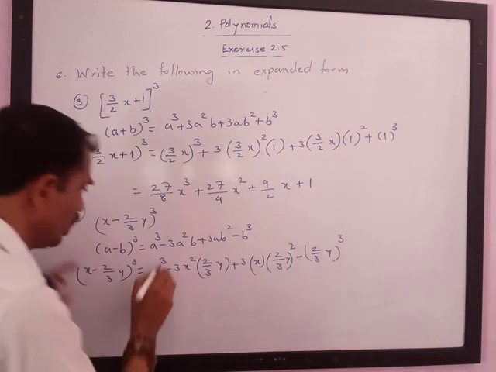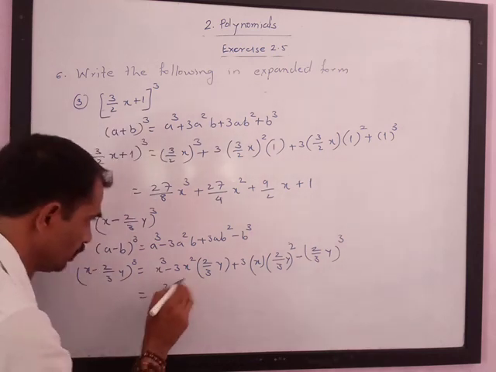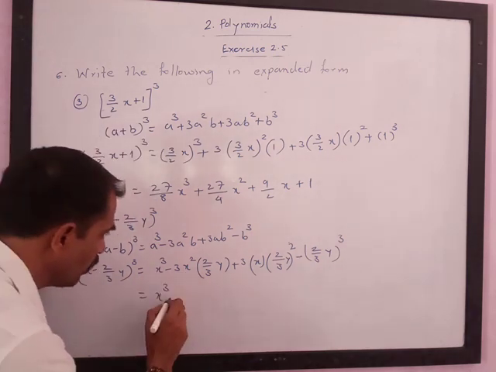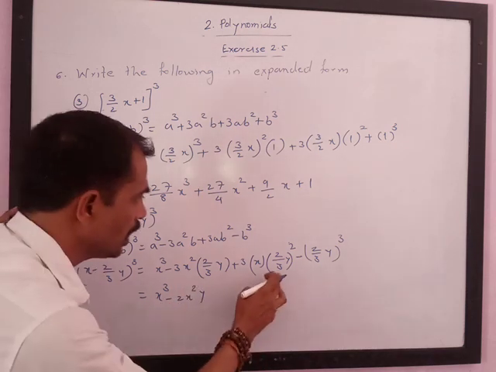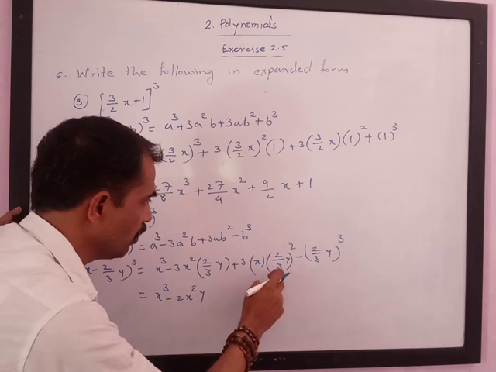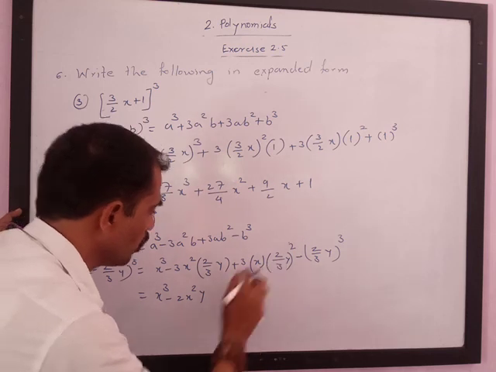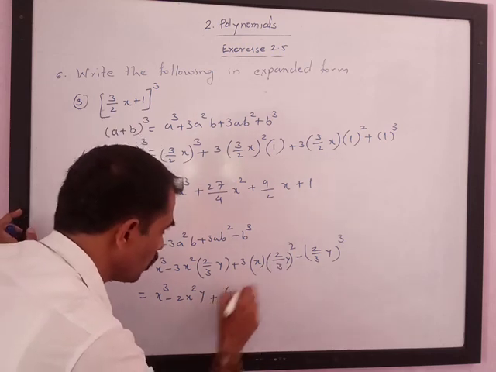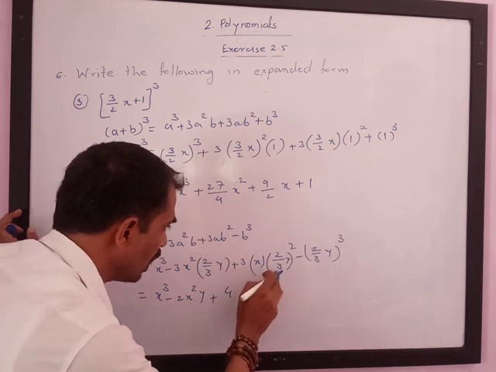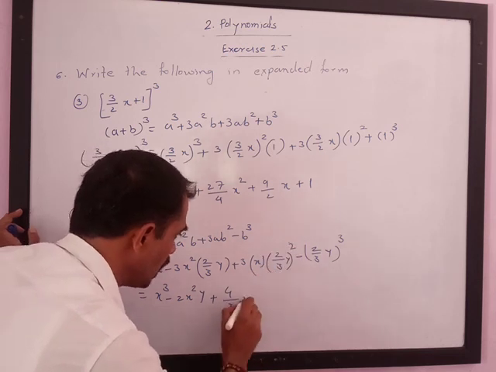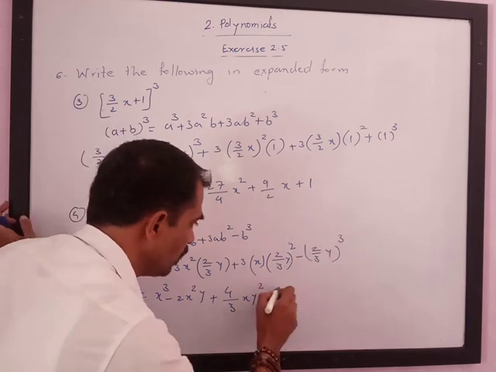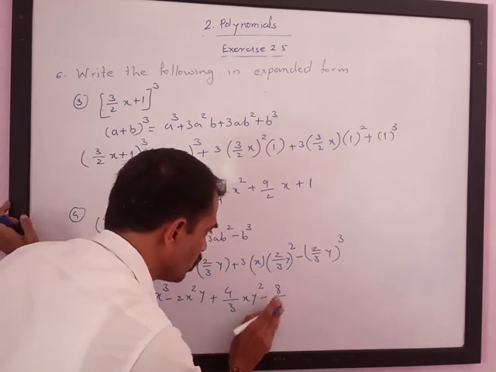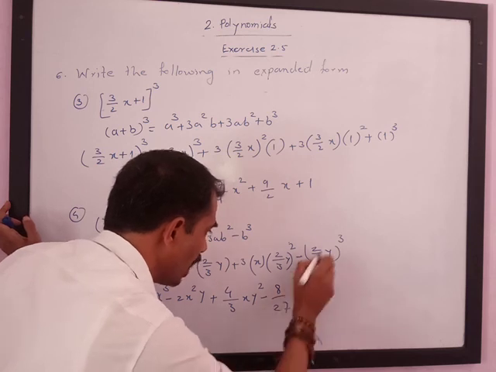So this is equal to x cube, 3 will cancel with this, you will get negative 2x square y. This is square, 3 3s are 9, 1 3 will cancel, so you will get 4, 2 square is 4, then 4 upon 3 xy square. This will be negative, 2 cube is 8, 3 cube is 27 and y cube.